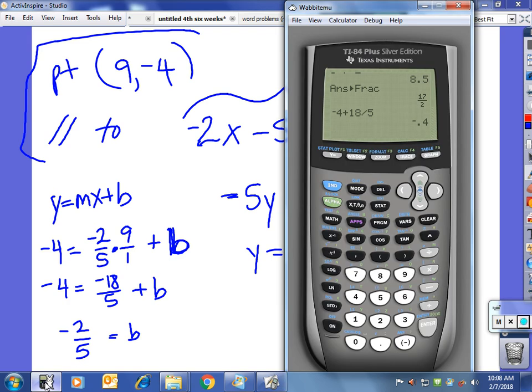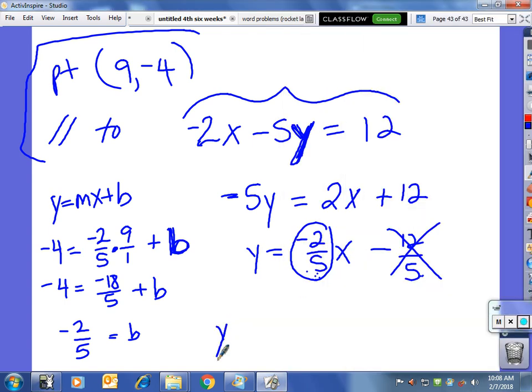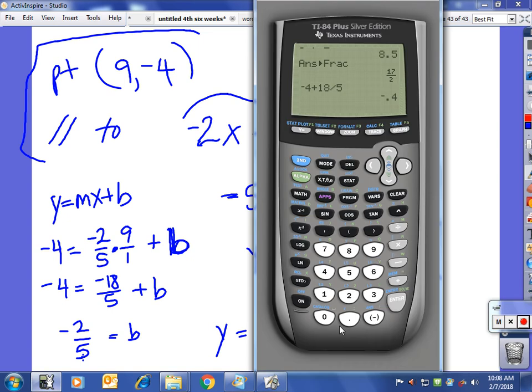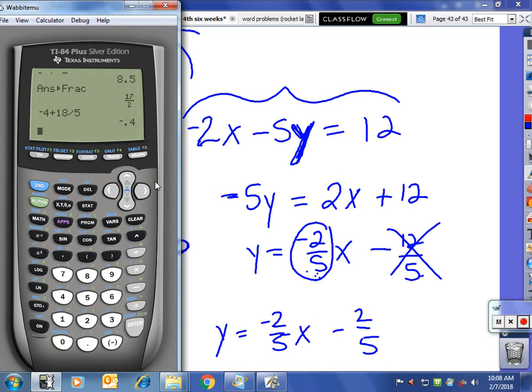I got my b value and my slope ended up being the same. That's weird. How can I make sure that's correct? Okay, so I have y equals negative 2/5 x minus 2/5. That was just a fluke, guys. My b value ended up being the same thing as my slope value. That's just weird. I don't know. I just made it up, so weird things happen.